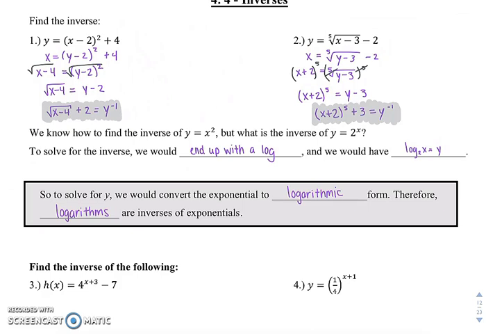So to solve for the inverse of y equals 2 to the x, we're going to end up with a logarithm. So what happens is something with an exponent with base 2 now becomes a log base 2. So the inverse would actually be log base 2 of x. So to solve for y, we would convert the exponential to logarithmic form, and therefore our logarithms are really inverses of these exponential equations. If we start with an exponential equation, the inverse would be logarithmic, or if we start with a logarithmic equation, the inverse would be exponential.